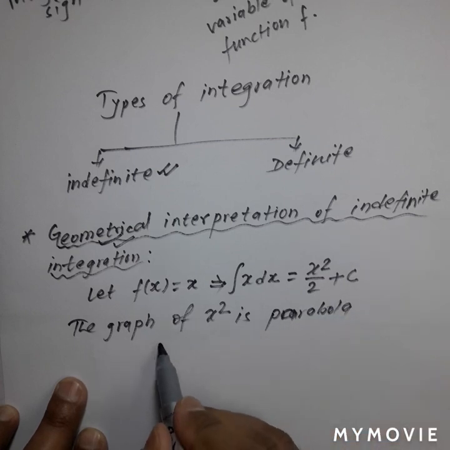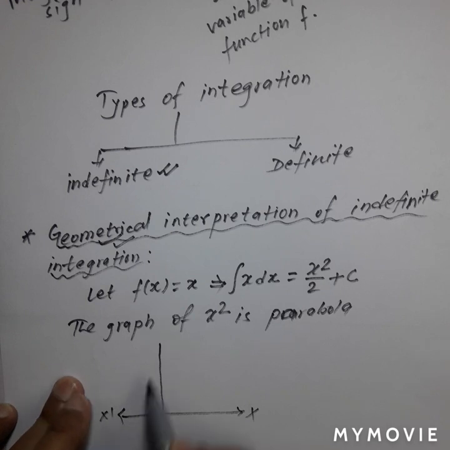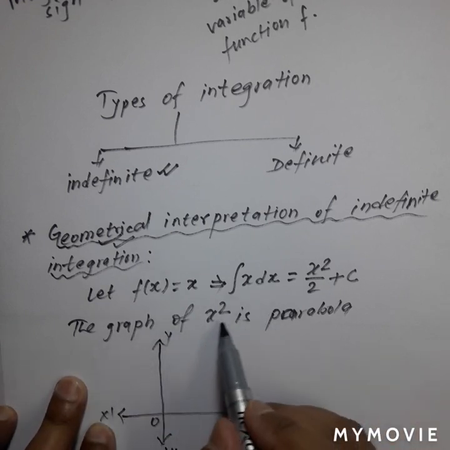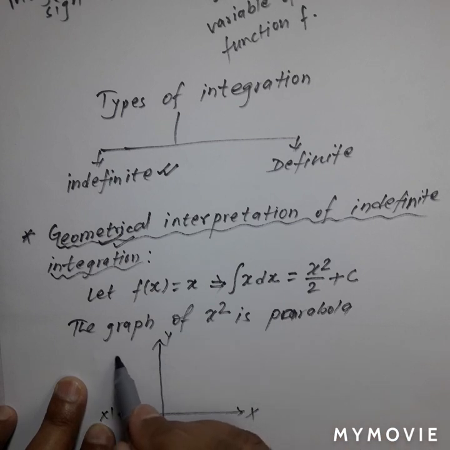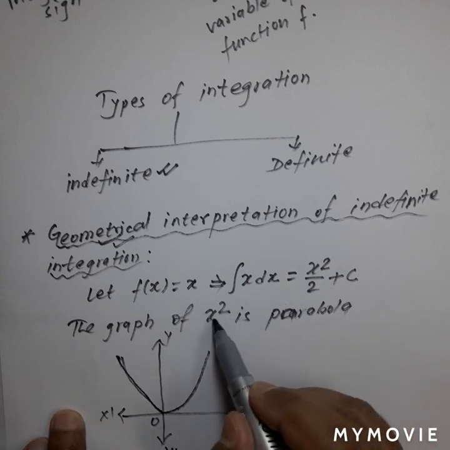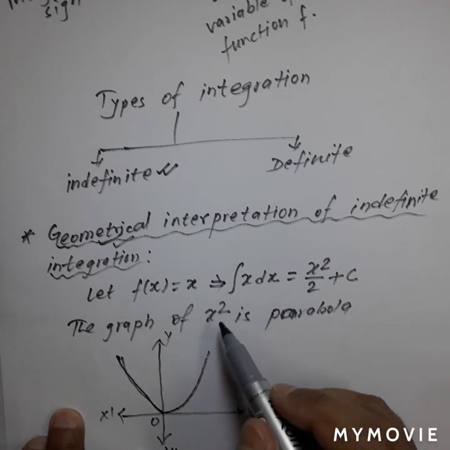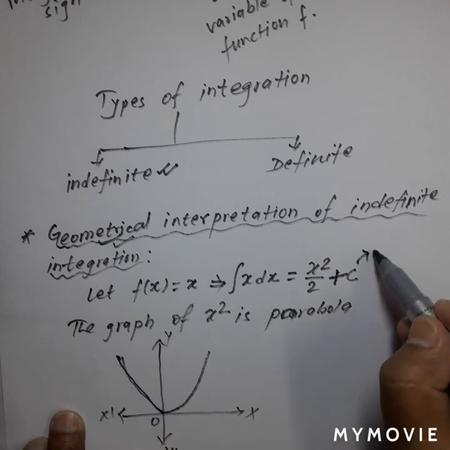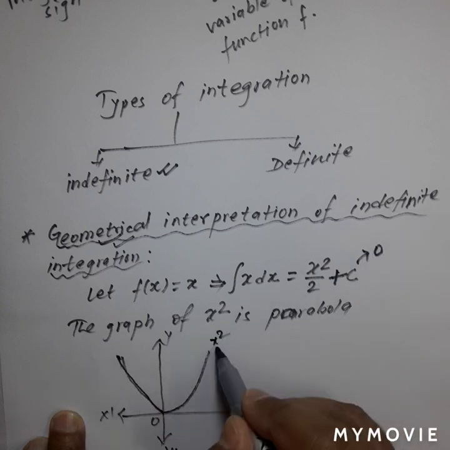That is, this is the x-axis, this is the y-axis. The graph of x square is a parabola that goes like this. The turning point is always 0. So here x square by 2 is also a parabola. If the value of c is 0, then this is x square by 2.